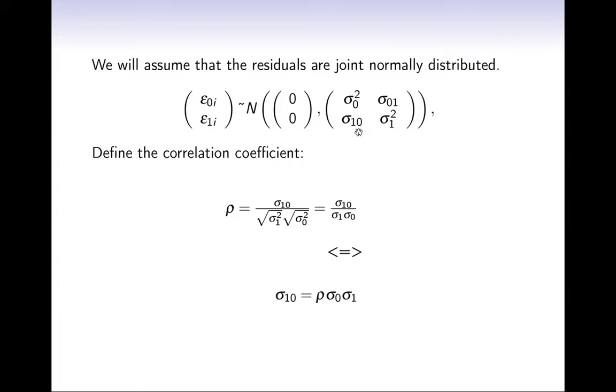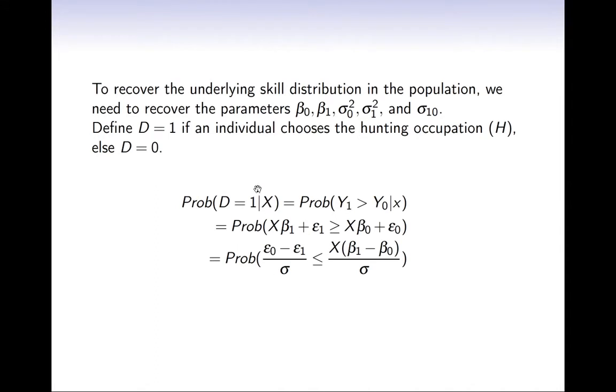So this is the variance covariance matrix. And we can define a correlation coefficient. The definition of the correlation coefficient is the covariance over the square root of the two variances. So this is just another way of writing it. Sometimes it'll be convenient to write it in terms of the correlation coefficient. Okay, so we need to uncover these parameters. These are all the parameters that describe the model.